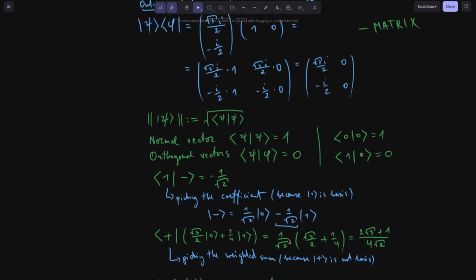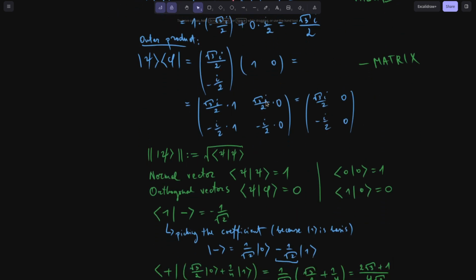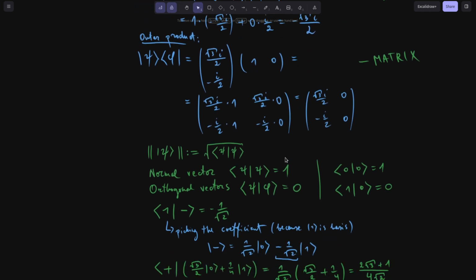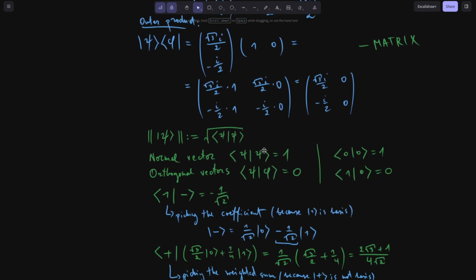Now the norm that we mentioned would be the square root of the inner product with itself. So basically just squaring and adding numbers. For normal vectors we will have inner product 1, and if we have orthogonal vectors, then the inner product between them will be 0. If it's the same, it's 1. If it's different, then it's 0.